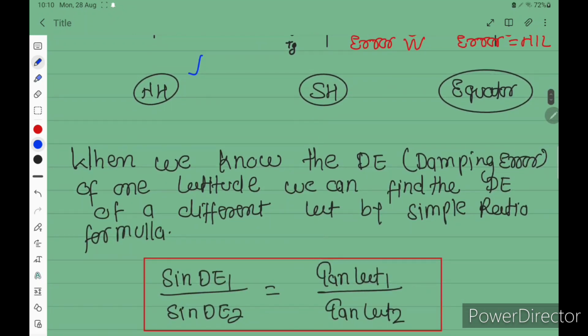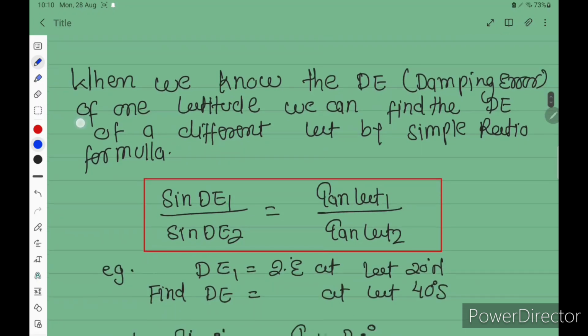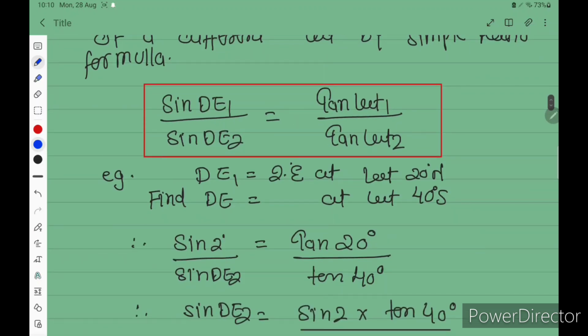In the equator damping error is nil. When we know the damping error of one latitude, we can find the damping error of a different latitude by a simple ratio formula. So the formula we are going to use: sin damping error 1 upon sin damping error 2 is equal to tan latitude 1 upon tan latitude 2. If we know one latitude and one damping error, we can cross multiply and get the other damping error. So let's do the example.